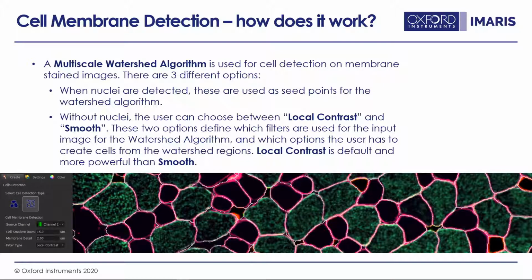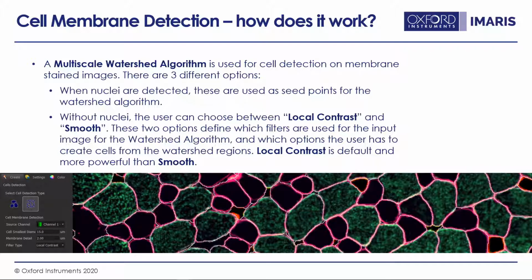First, how does the cell membrane detection work? We are using a multi-scale watershed algorithm with different options. First, if we have a nucleus, we can use the nucleus as a seed point. But if we have structures or cells without nuclei, we can use this local contrast or smooth options. And then according to that, we will have different sliders and adjustments to segment our sample. We can say that the general rule of thumb is that the local contrast is a default and it also works better for most of the samples.